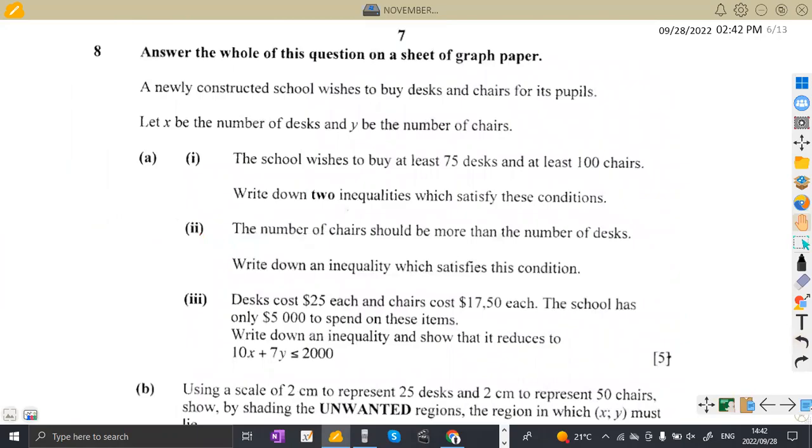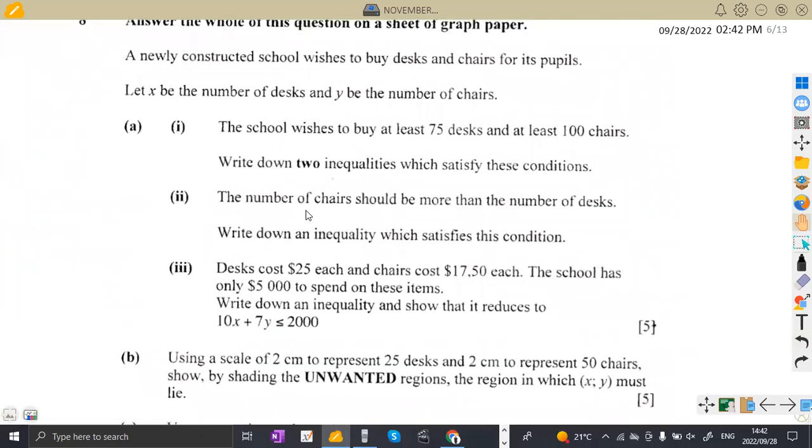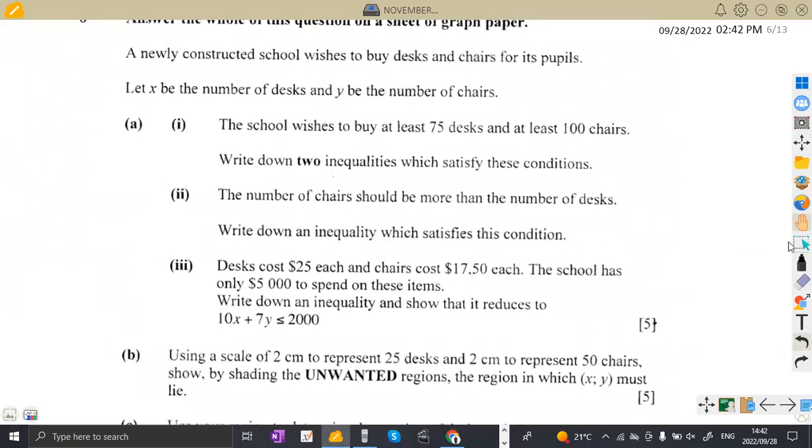Okay, number 8. Answer all of this question again on a sheet of graph paper. A newly constructed school wishes to buy desks and chairs for its pupils. Let X be the number of desks and Y be the number of chairs, okay? So let us say our X is going to represent the desks that we are going to have, and Y is representing the number of chairs that you are going to have.